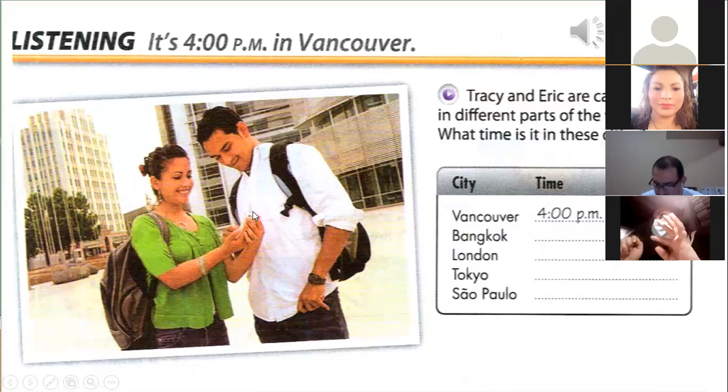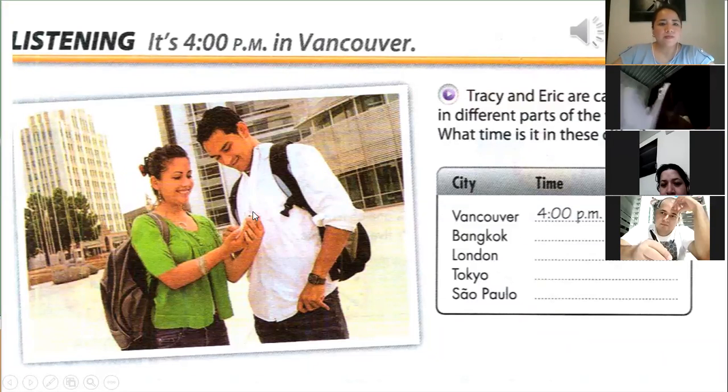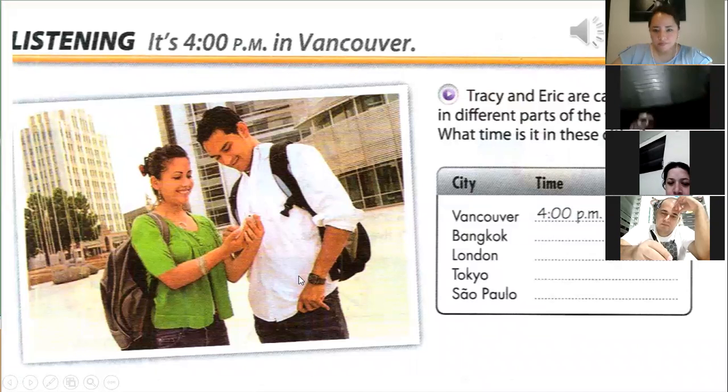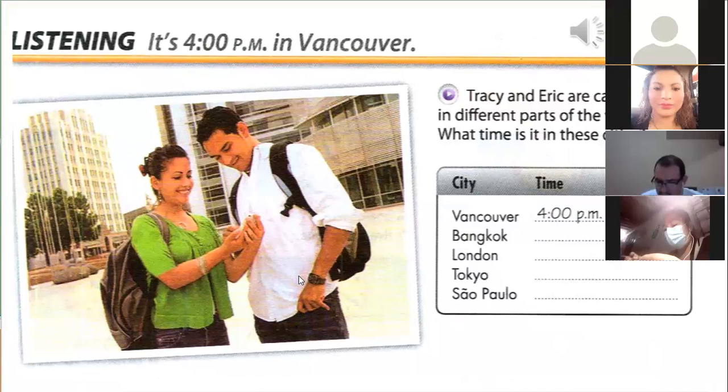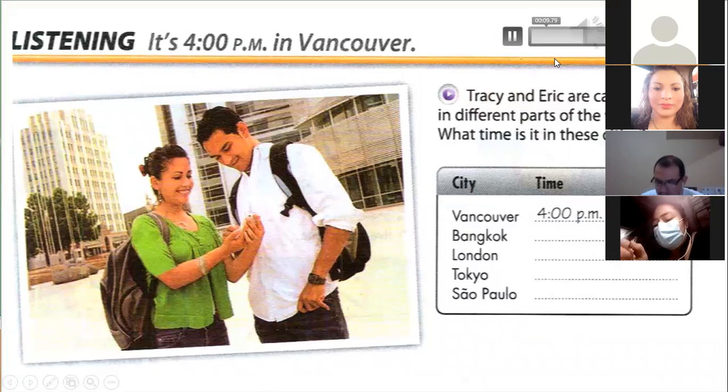What time is it now, Eric? It's 4 o'clock. It's 4 p.m. here in Vancouver, so it's 7 a.m. in Bangkok. I'm calling Permsok. Now? So he's sleeping. What time is it in Bangkok?